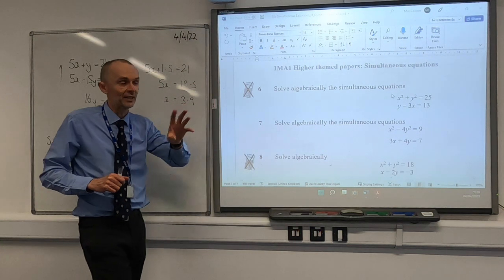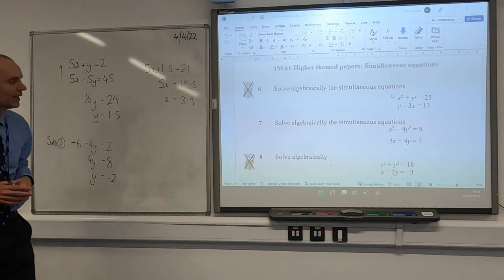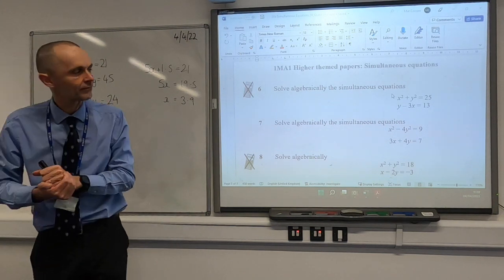It hasn't just got x squared, it's got x squared and y squared. But we still need a method for this. So we're going to revise this today. We're going to do a number of these. I'm going to work through the first one with you, and then you're on your own.